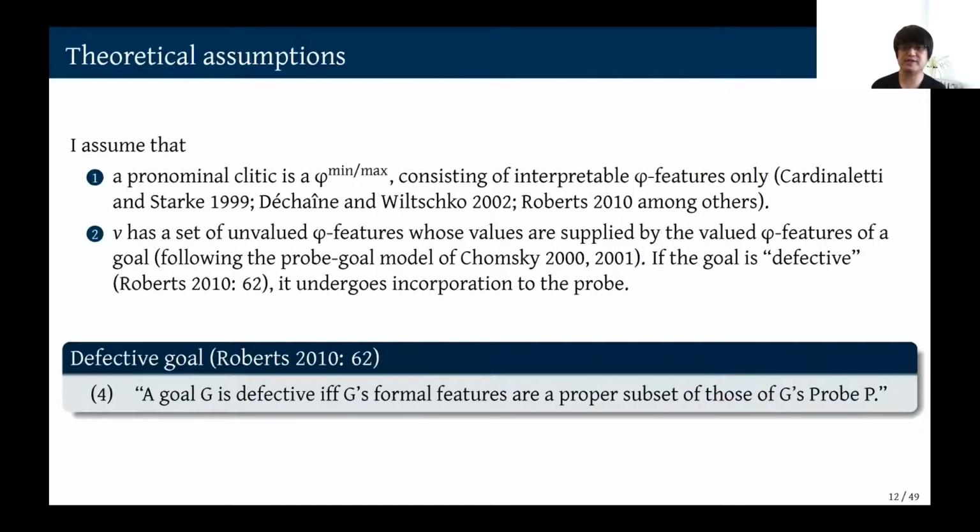And if the goal is defective in the sense of Roberts 2010, it undergoes incorporation to the probe. Roberts 2010 has described that a goal G is defective if and only if G's formal features are a proper subset of those of G's probe P.